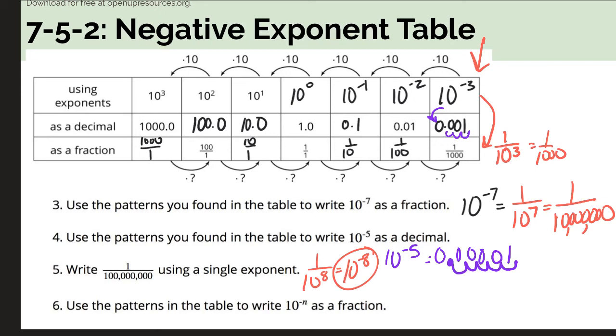Again, that negative exponent kicks it to the denominator. And number 6 is kind of the most important one, figuring out our rule. Use the patterns in the table to write 10 to the negative n as a fraction. Again, it kicks it to the denominator, so it'll be the same as 1 over 10 to the positive n power.